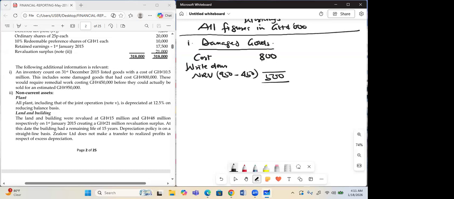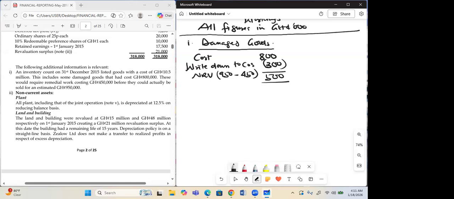Is that clear? Yes, sir. Inventory also impairs. An impairment of inventory, we call it an inventory write-down. So the write-down is a cost. You charge that cost to cost of sales.